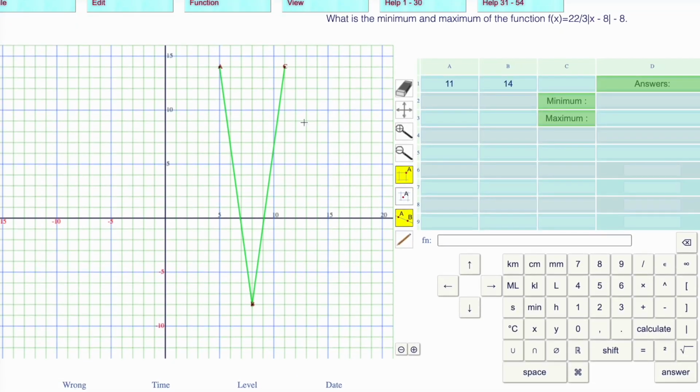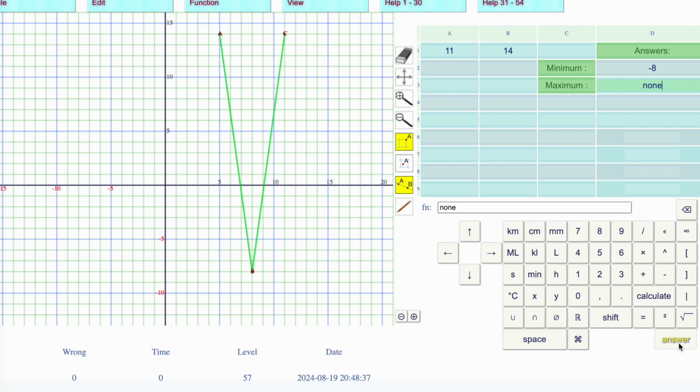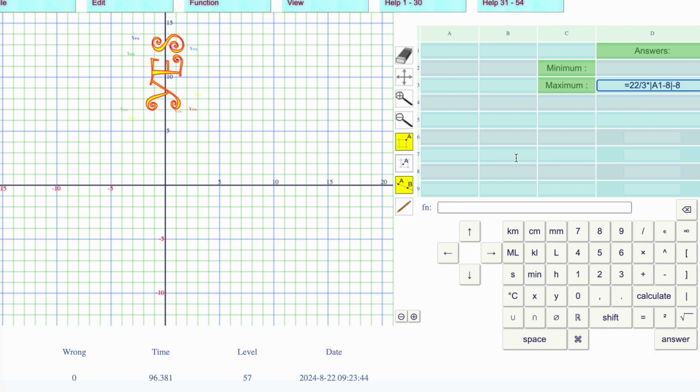It looks like this, and it's just going to keep going up and up, opening up like that. It does have a minimum. The minimum is negative 8, but there is no maximum, none. And then we press answer to see if we are right.